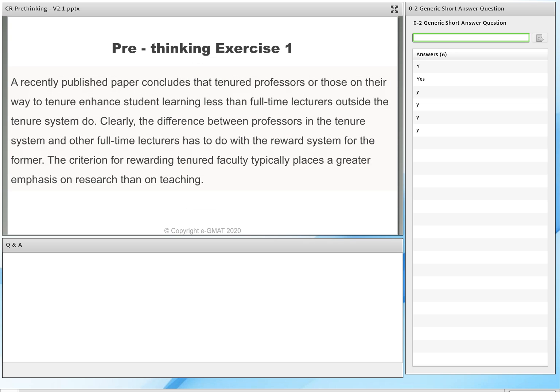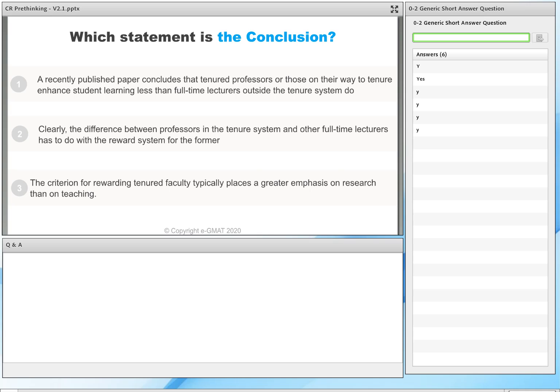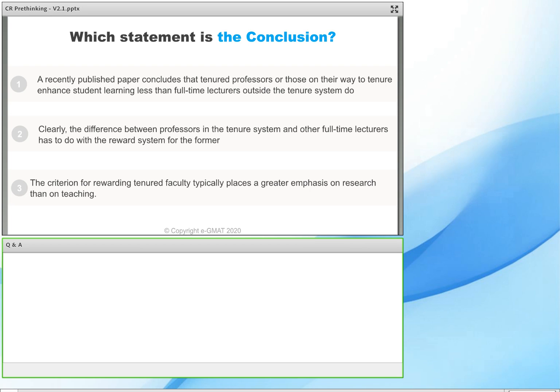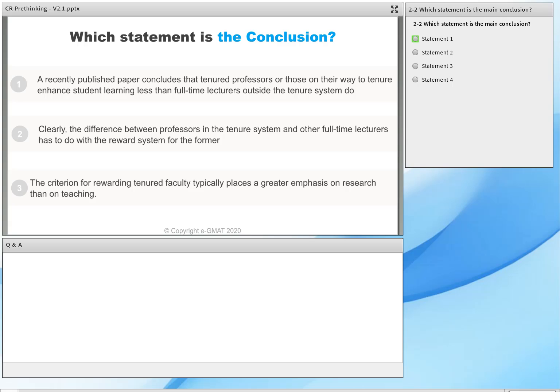Okay. So let's now look at this question over here. And what I've done is I've divided this question into 3 different statements. I want you to tell me which statement is the main conclusion. Okay. And in my poll over here, I have 4 statements. I only want you to focus on statement number 1, 2, and 3. Please don't choose statement 4, because that doesn't exist here. So which statement over here is the main conclusion?